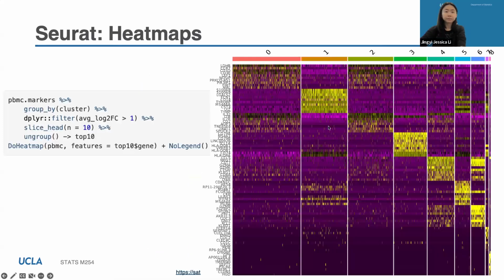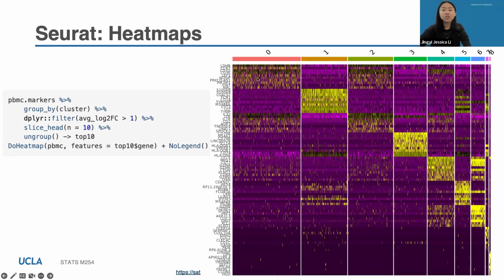Furthermore, you have heat maps. A heat map is also a very useful way to see the data. Here you have the rows as genes and the columns as cells, where the cells are grouped by their cluster label. It's only showing the marker genes, maybe the marker genes returned by FindAllMarkers, and only the top 10 marker genes for each cluster. So you have a better visualization.